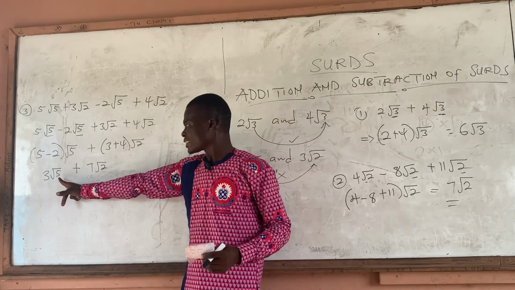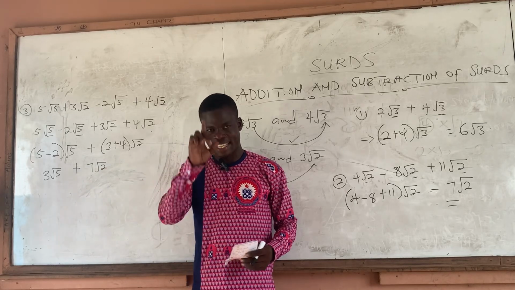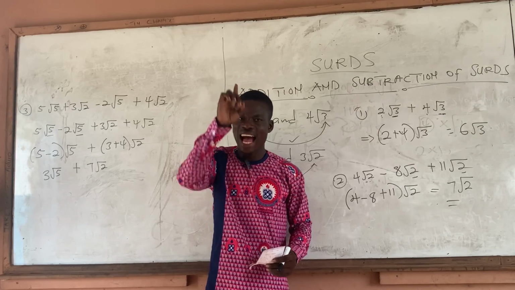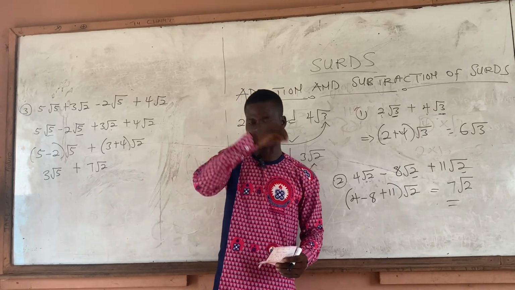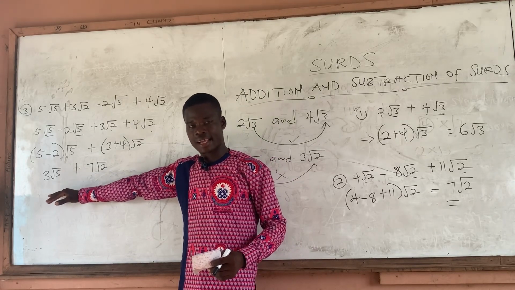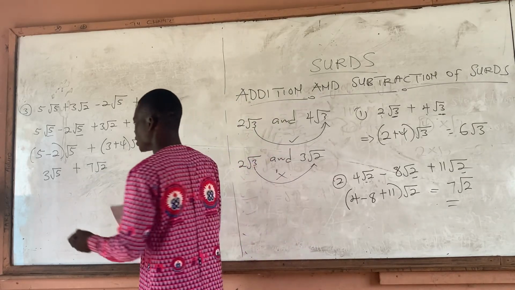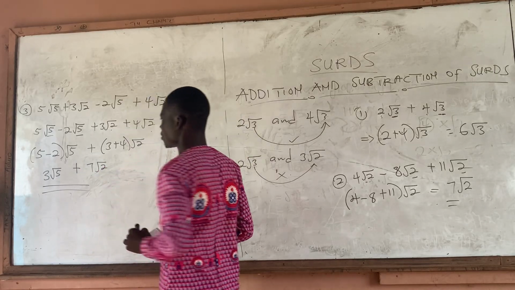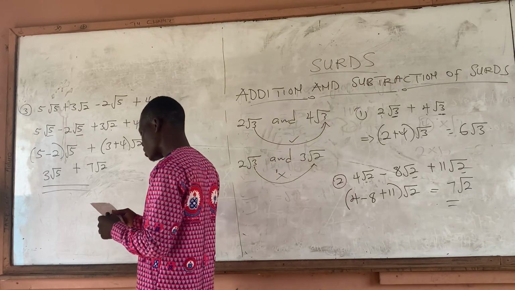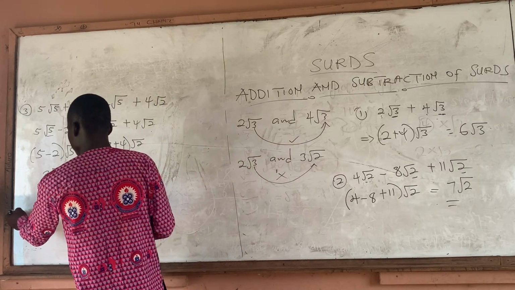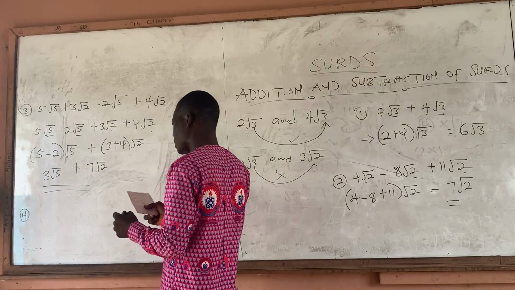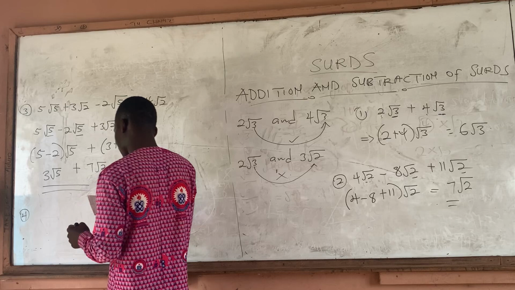At this point, let's take note. Since root 5 and root 2 are not the same, you cannot add or subtract. So you have to leave the answer like this: 3 root 5 plus 7 root 2.